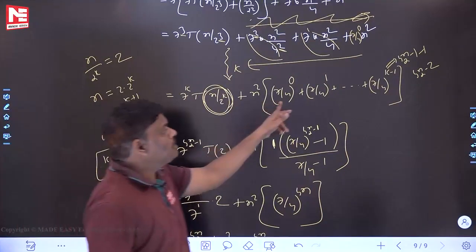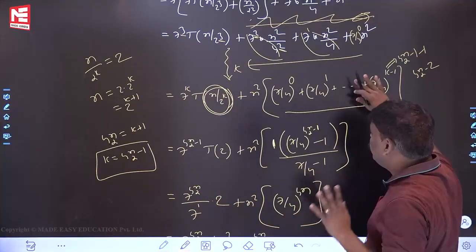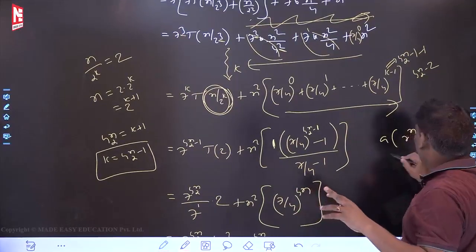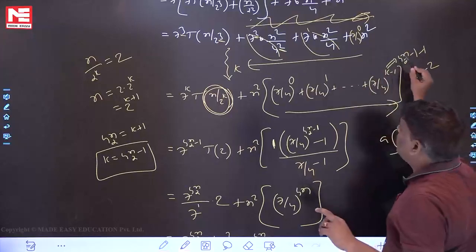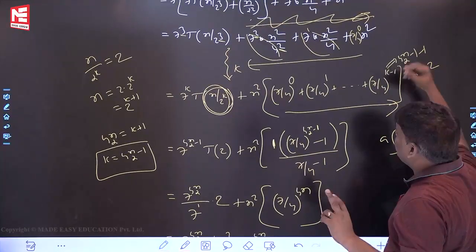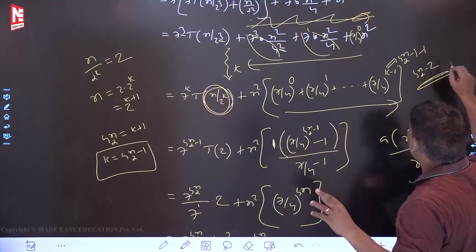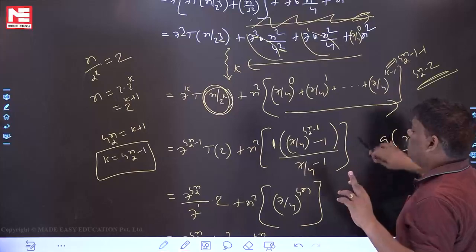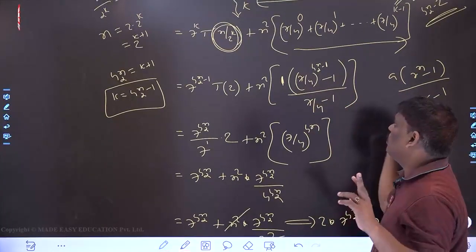And one more thing: this GP series has R value more than 1. Then the formula is A into R power n minus 1 by R minus 1. 0 to log n minus 1 means log n terms, but here 0 to log n minus 2 means log n minus 1 terms are there. If we simplify, forgetting the small constant, the major function I wrote is 7 by 4 whole power log n.